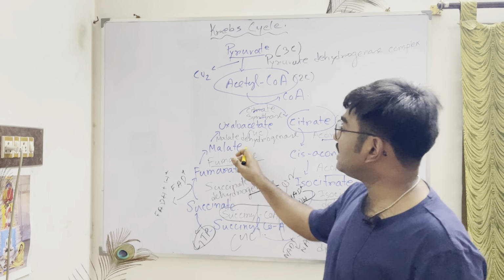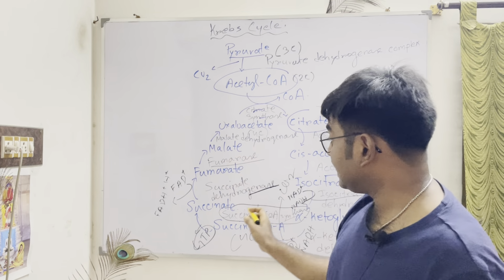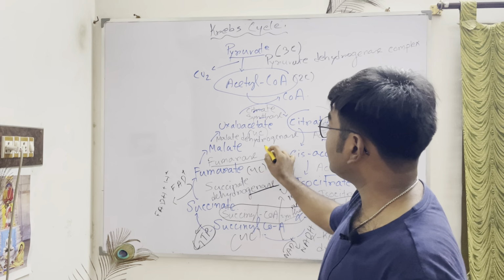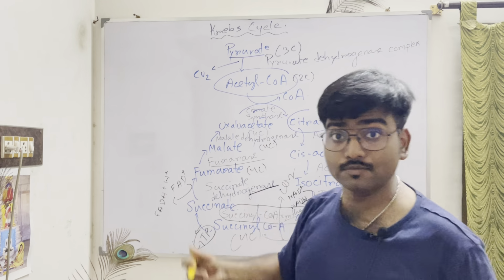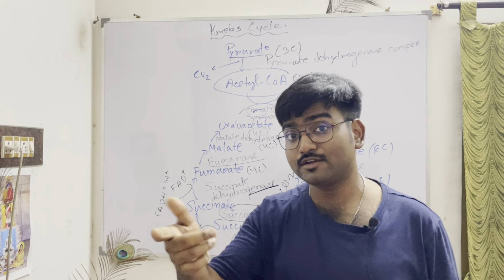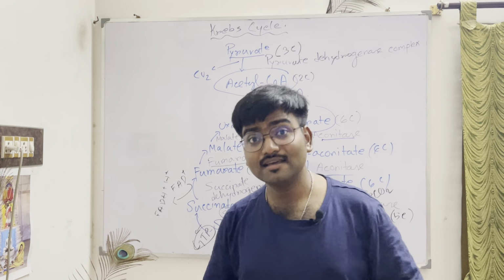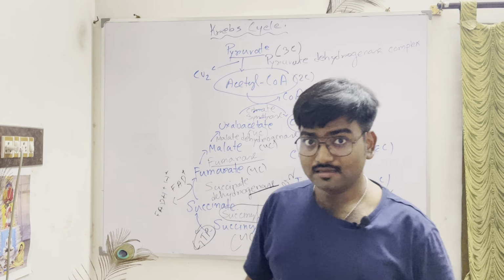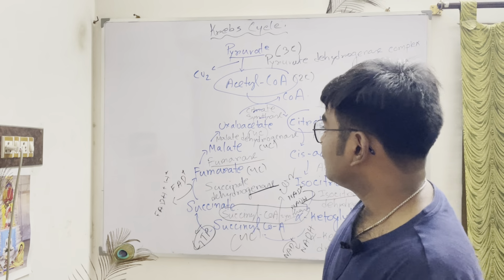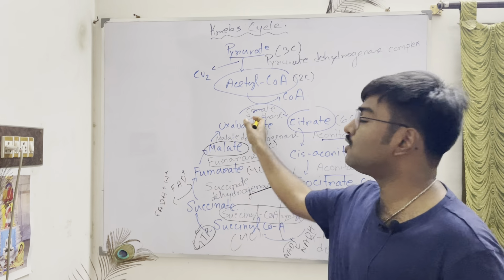Okay, and malate is converted into oxaloacetate, and all these things are 4 carbon. Obviously I have said 4 carbon because it has to be 4 carbon so that it can add with the acetyl CoA to make the 6 carbon compound, that is citrate. Yes or no? That is why malate is now converted into oxaloacetate.